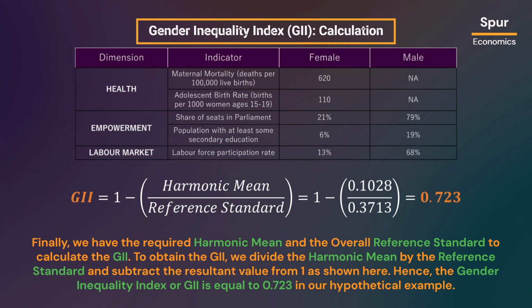Finally, we have the required harmonic mean and the overall reference standard to calculate the GII. To obtain the GII, we divide the harmonic mean by the reference standard and subtract the resultant value from 1 as shown here. Hence, the Gender Inequality Index or GII is equal to 0.723 in our hypothetical example.